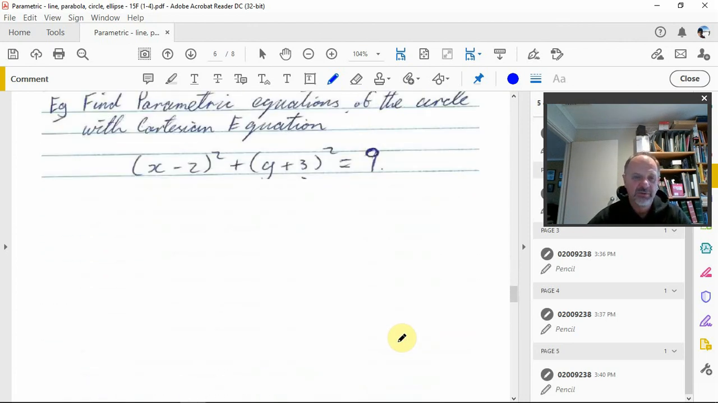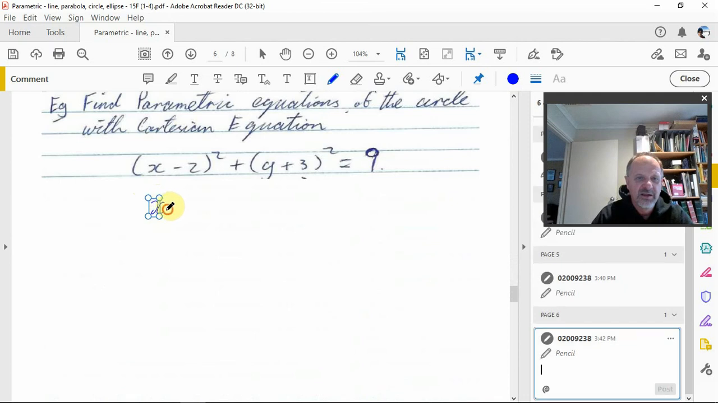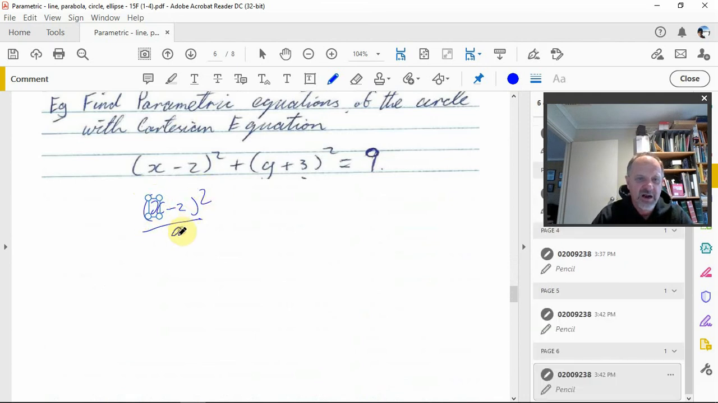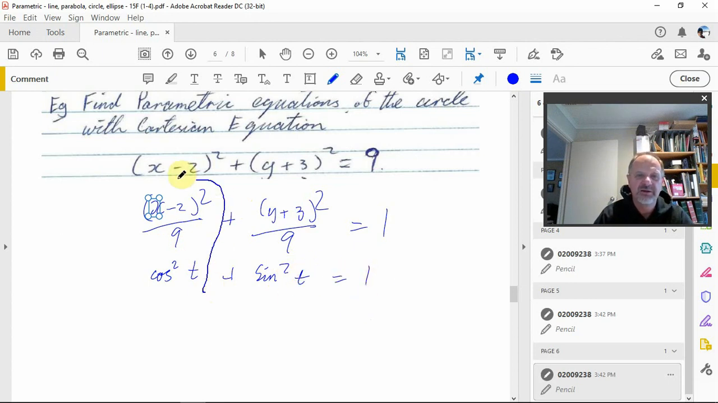So that we can then go to the Pythagorean. If we're looking at that, we can say okay, if we divide everything by 9, x minus 2 all squared on 9 plus y plus 3 all squared on 9 is equal to 1. And so then we know that for the Pythagorean, x is to do with cos, so it's cos squared t plus sine squared t equals 1 is our Pythagorean, and so these things must be the same if that is the case.